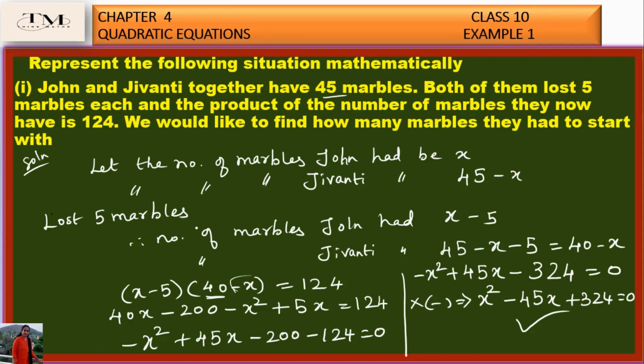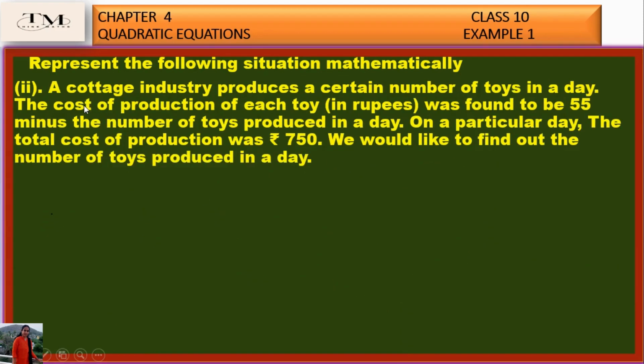Now we will go to the next example. In example 1, we have the second part. What does the second part say? A cottage industry produces a certain number of toys in a day. The cost of production of each toy was found to be 55 minus the number of toys produced in a day. On a particular day, the total cost of production was rupees 750. We would like to find out the number of toys produced in a day. So what is the question? We have to find the number of toys produced in a day.